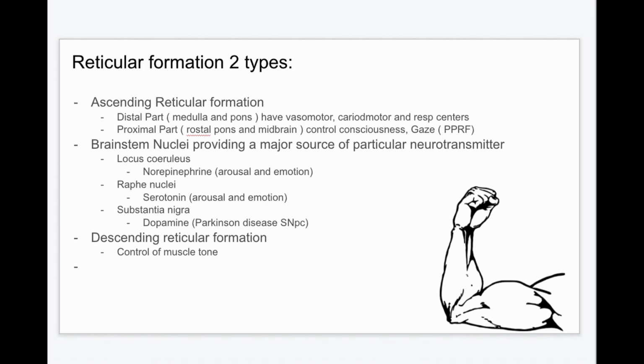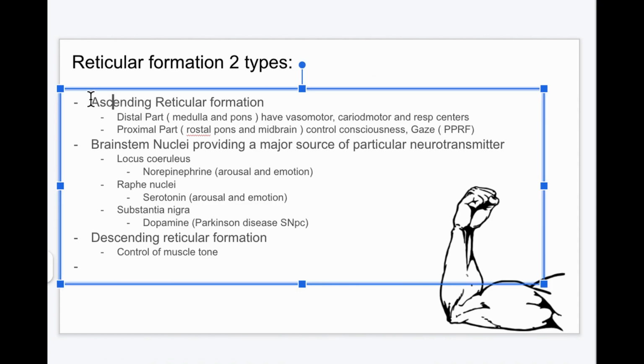The reticular formation has two types: it can be ascending or descending. So we're talking about going up or down, and the ascending and descending are going to be there all the time. In the ascending reticular formation, there are mainly two parts: a distal part and a proximal part.